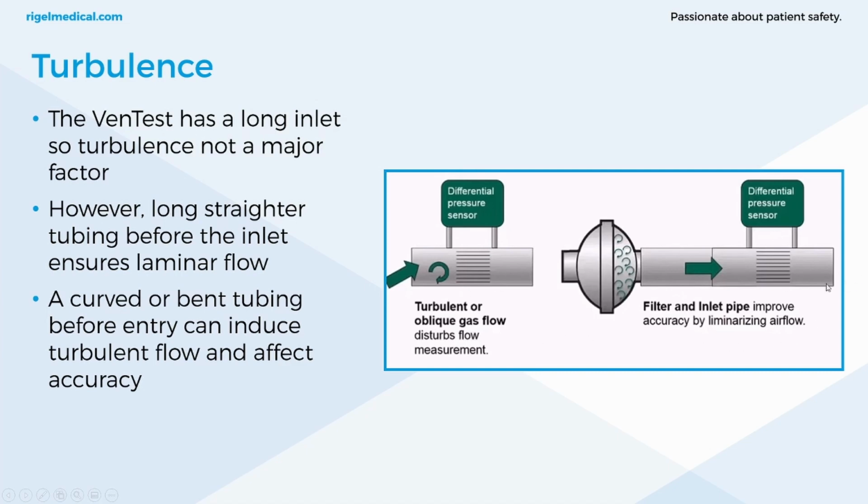So here's an example with the vent test. You've got this long tubing with the air filter here as well. That allows for the flow to become laminar before being measured. Whereas with differential pressure sensors in something like the Citrix, you might have turbulent flow coming in here, and it will affect the measurement because it needs laminar flow for higher accuracy. And we do sell straight tubing for the Citrix range or the vent test if required. So this helps produce laminar flow.